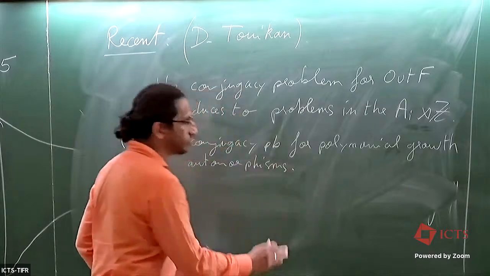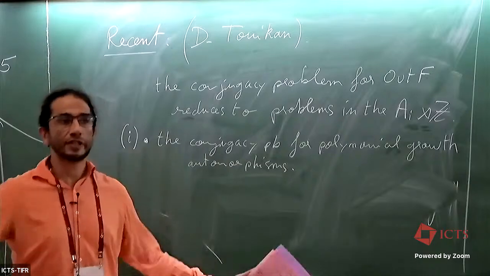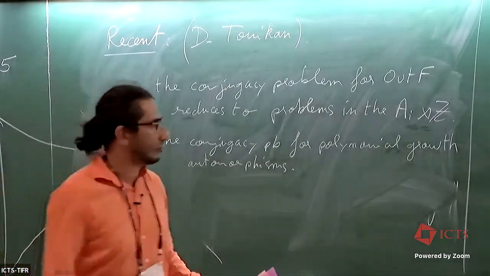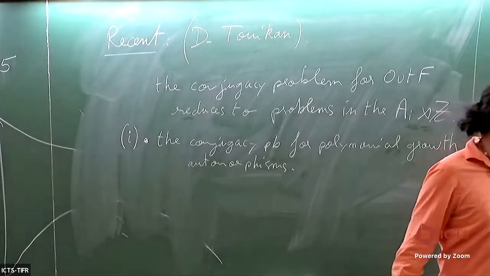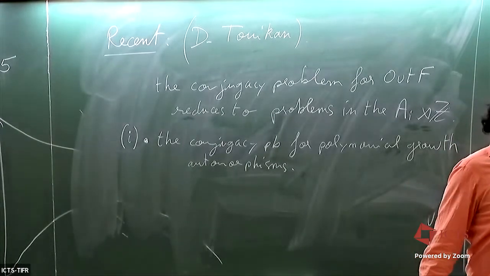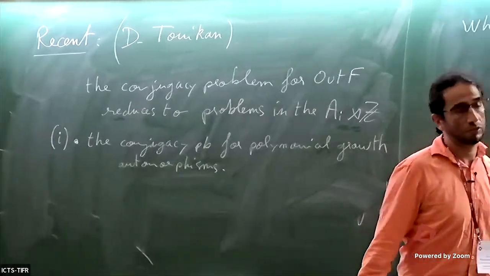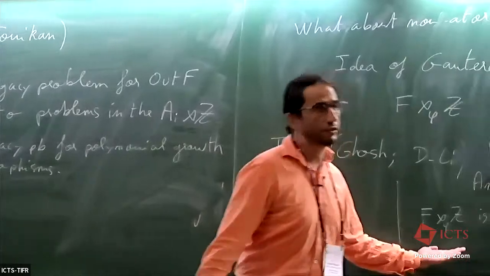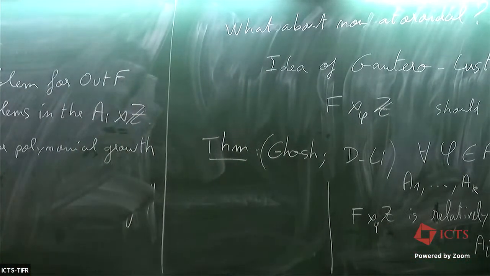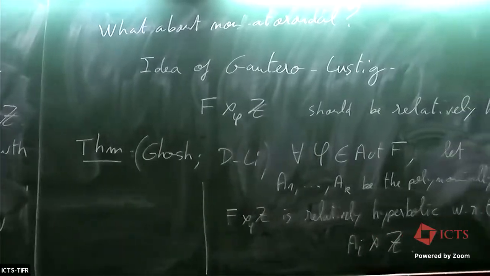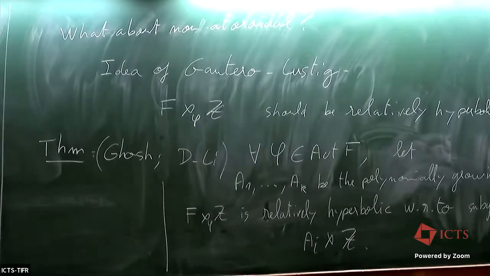What I mean here is automorphisms for which every element is of polynomial growth. So what does this theorem say? It says that the group F semi-direct Z is relatively hyperbolic relative to itself. So this is an empty statement. Every group is like that. So you cannot avoid placing this first and foremost in the problems to treat.